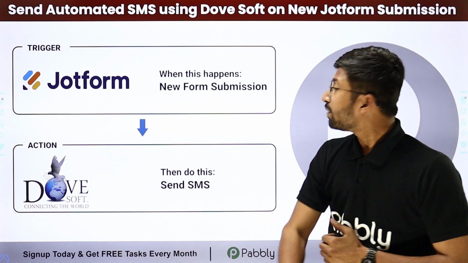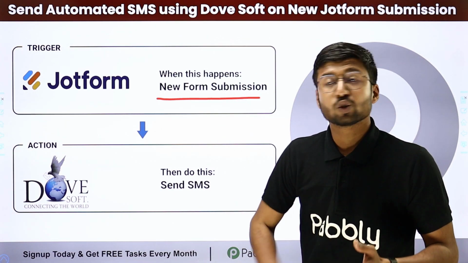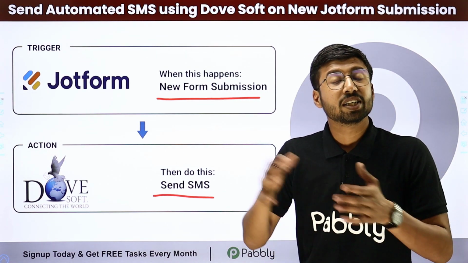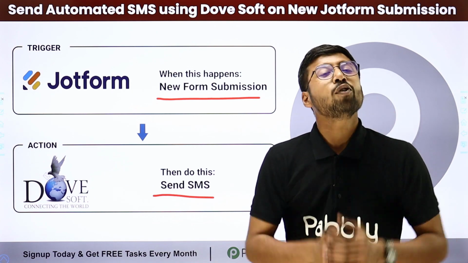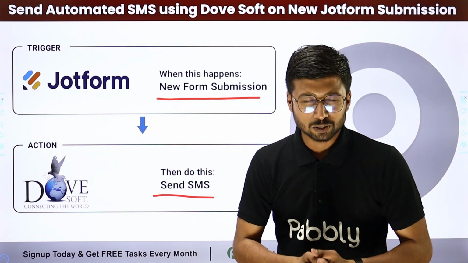So in this automation, whenever we are going to receive a new form submission, automatically we are going to send an SMS notification to the same person who made the form submission, who has entered their details in the form response. Now, if you want to know how you can set up this kind of automation, for that you just have to come with me to my screen.